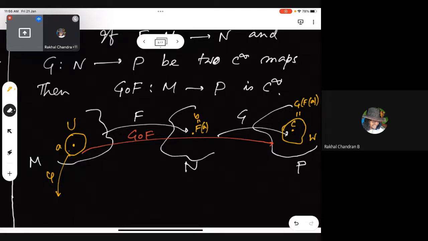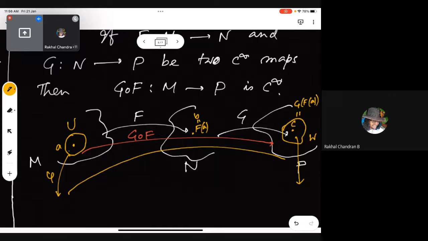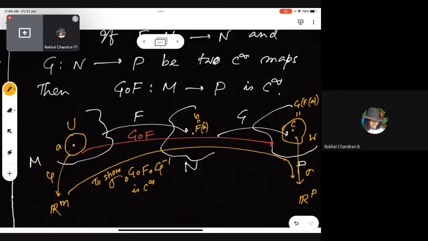By definition we want this one to be smooth. Let us call this chart map sigma. This map goes to some open subset of R^m, and here it goes to an open subset of some R^p. So this map is sigma compose G compose F compose phi inverse. We want to show this is smooth, this is C infinity. Does it make sense? Is the picture clear to everybody? If you have any question, you can ask.